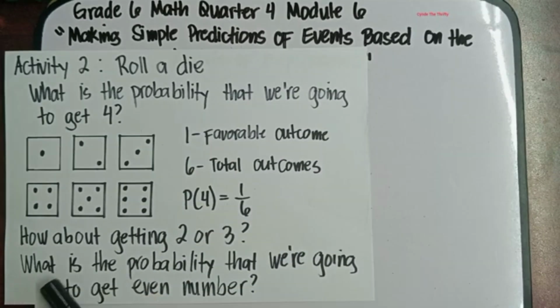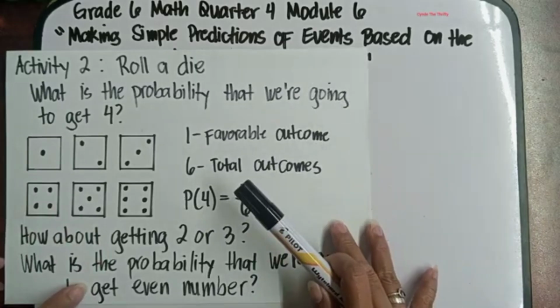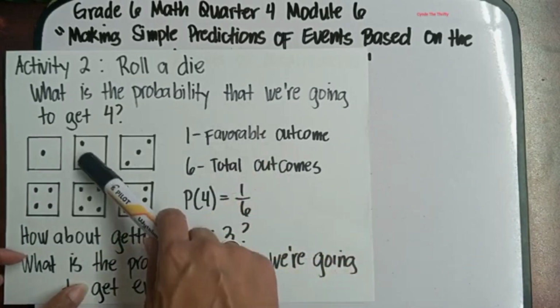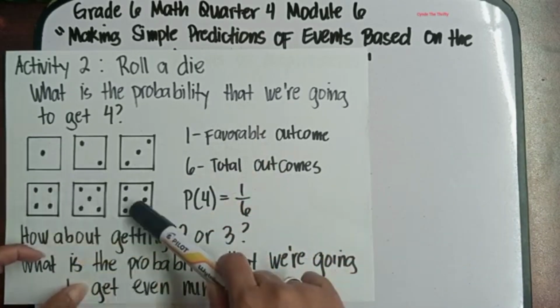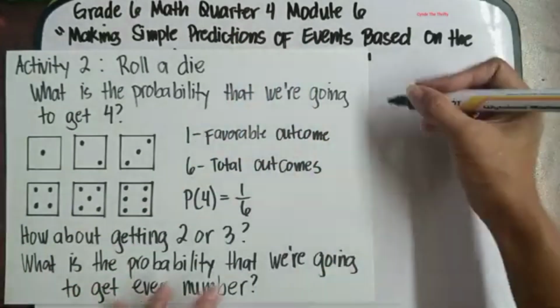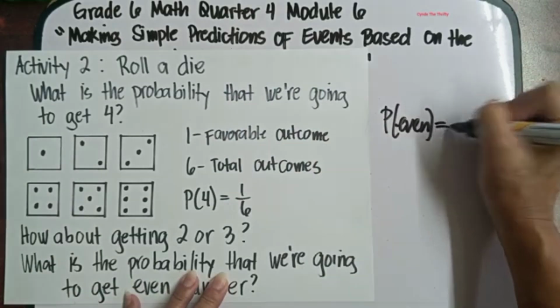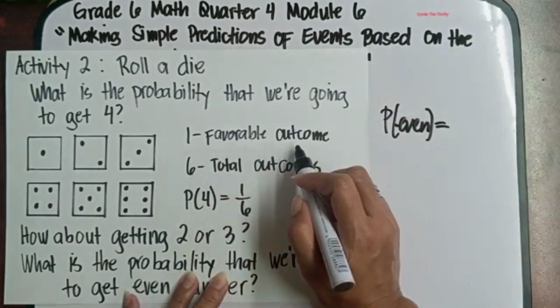Another question, what is the probability that we're going to get even number? So, ano kaya yung probability na makakuha tayo ng result na even number? So, saan ba yung even number natin? Itong 2, itong 4, at itong 6. So, ilan yung even number natin? 3. So, ibig sabihin, kapag isolve natin siya, P even is equal to ilan yung favorable outcomes natin?